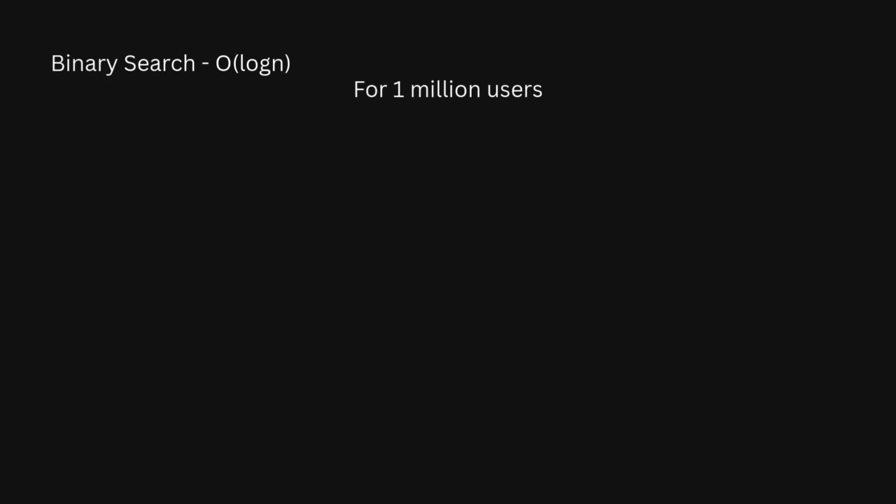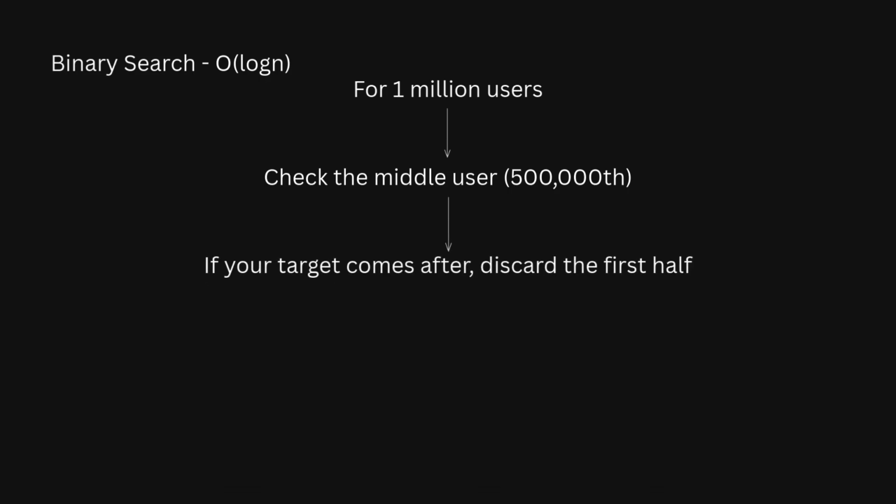Instead of starting at the beginning, the system jumps straight to the middle. It checks the user at position 500,000. If the username you're looking for comes after that, the entire first half of the list can be ignored. Now you repeat the same process on the remaining half. You jump to the middle again, check one user and discard half of what's left.